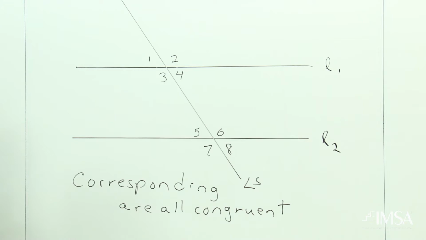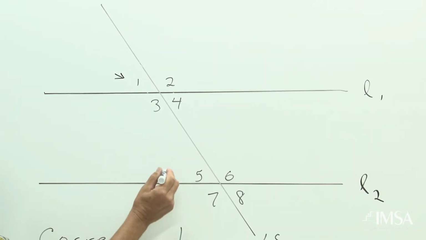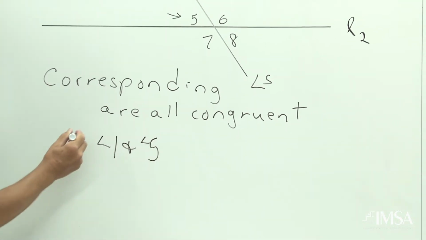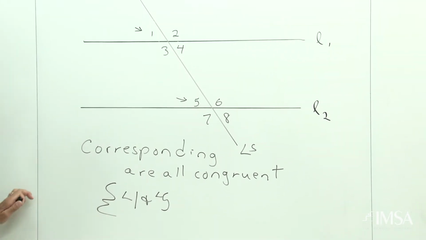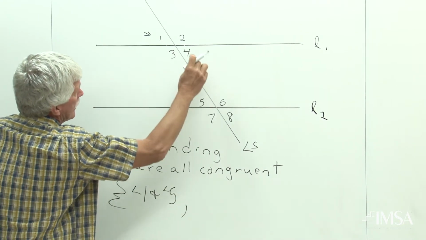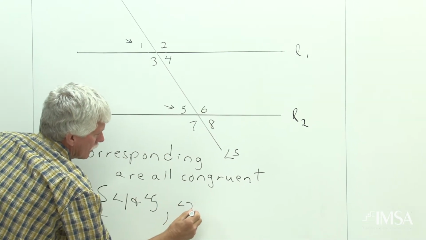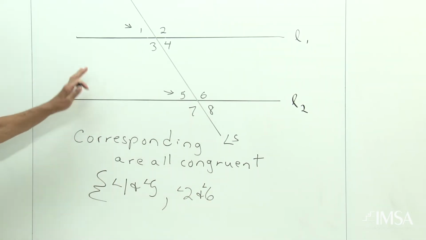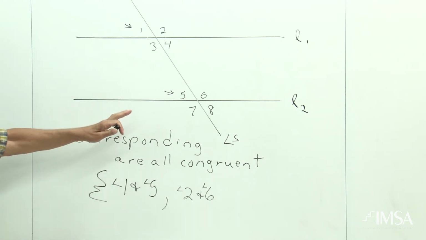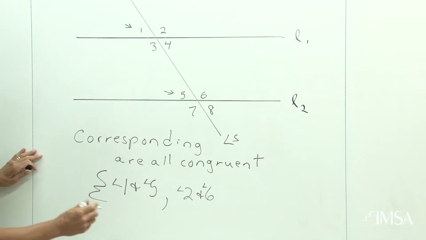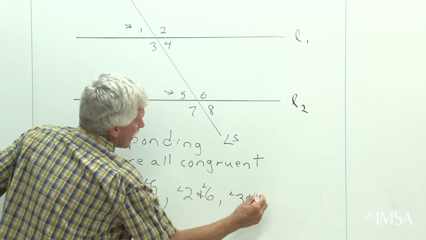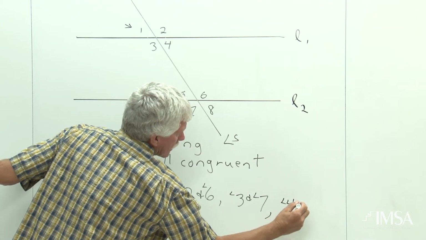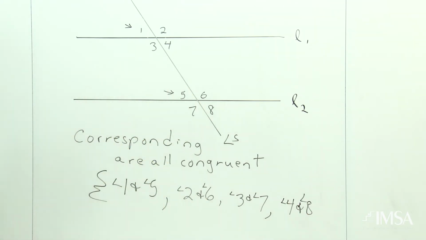So if we look at these, we have angle 1 right here and angle 5. They make up one of the sets of corresponding angles. And we'll take a look at angle 2 and angle 6. They are also corresponding angles. Now you should be able to figure out the other corresponding angles. Take a moment. That was a quick moment. So we also have angle 3 and angle 7, and we have angle 4 and angle 8. All of these are corresponding angles.